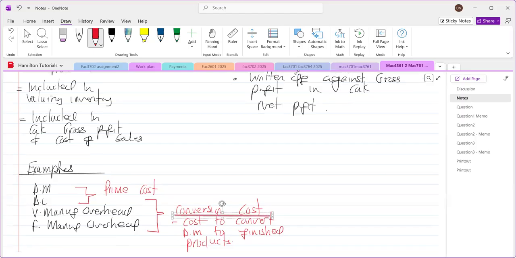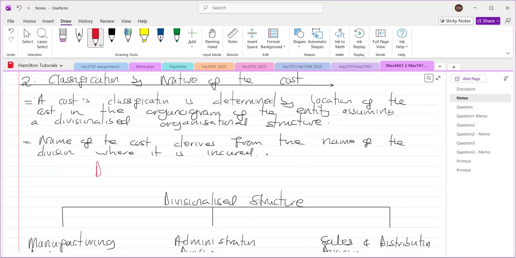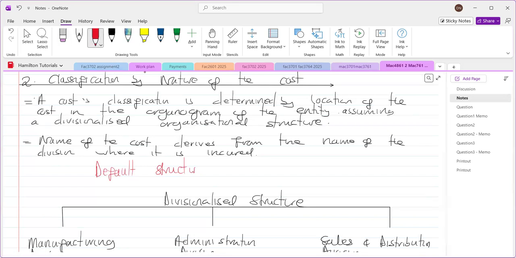So what I have described to you is our default structure for financial reporting, which applies to what we call absorption costing.